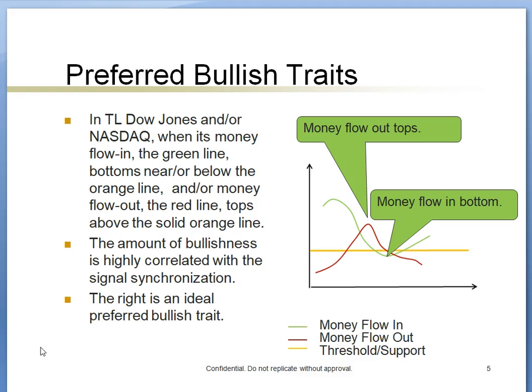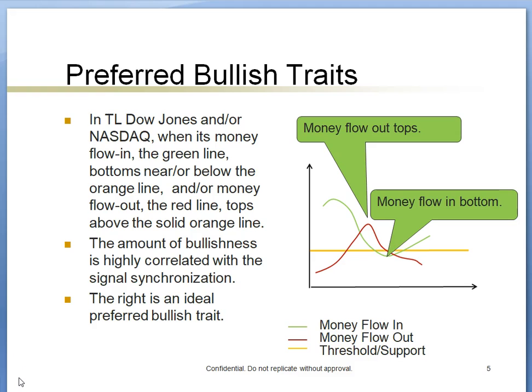Here's a definition of preferred bullish trades. It's defined as when the money flow out line tops above the solid orange line, or the money flow in line bottoms below the solid orange line. When the preferred bullish trade occurs, the expected gain is 100% or higher with a certain investment vehicle, and the downside is limited. To facilitate understanding, these ideal preferred bullish trades are shown.